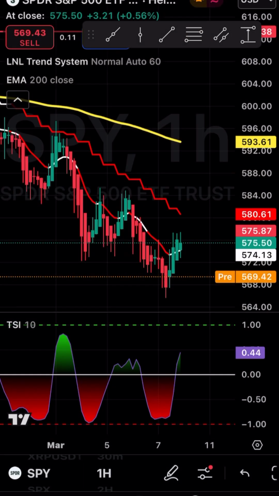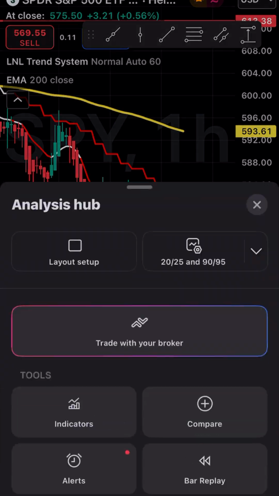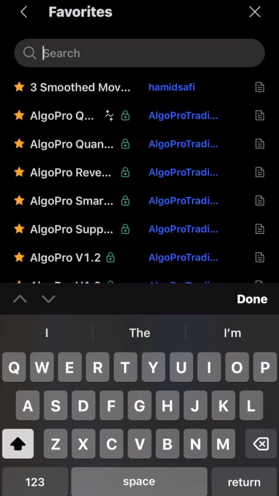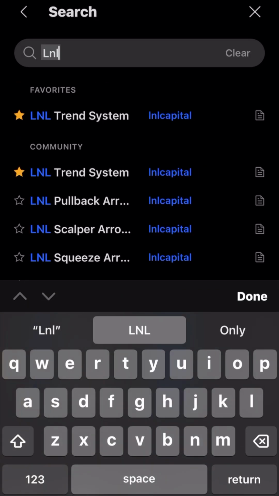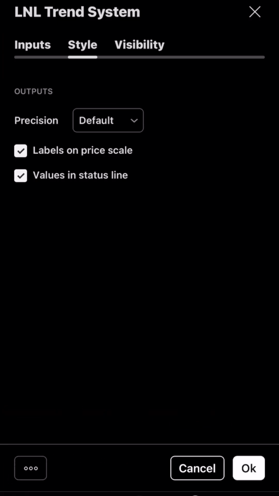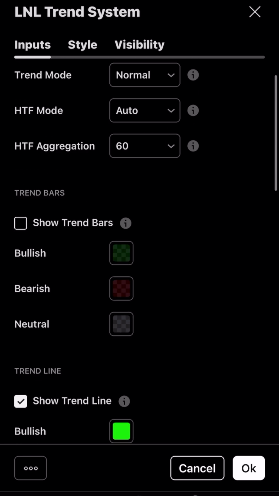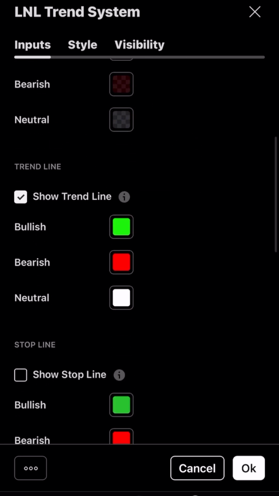Okay, so to set this up, you basically need two indicators. We're looking at the S&P on the hour, and I have the L&L trend system. I've made videos on it, so I won't go too much into it. Go to your indicators and punch in L&L trend system. When you first load it up, it's going to have a bunch of bells and whistles, but you check everything off except for show trend line.